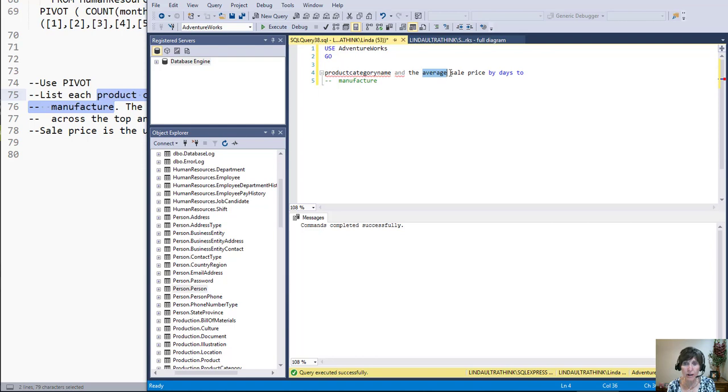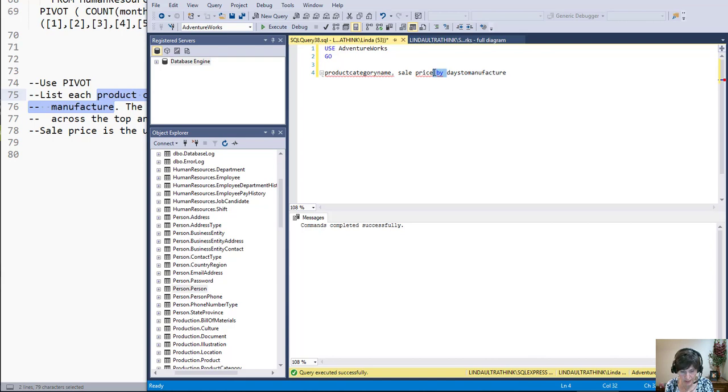Now average is an aggregate. Looks like it's going to be an aggregate, and that's good. So that will show up sometime. So we'll keep that in mind. And then days to manufacture. So those are really the three things that we need.